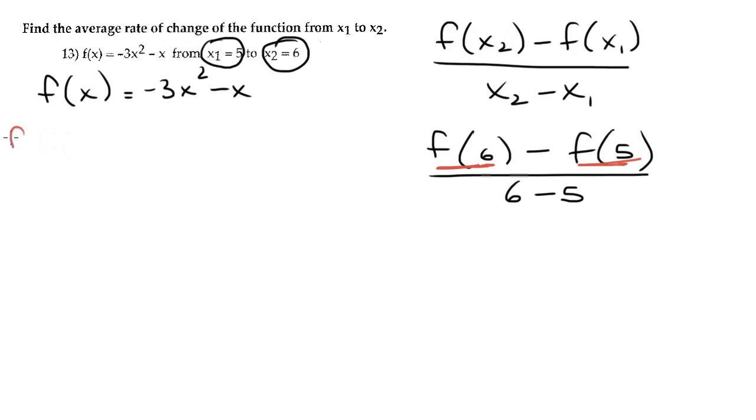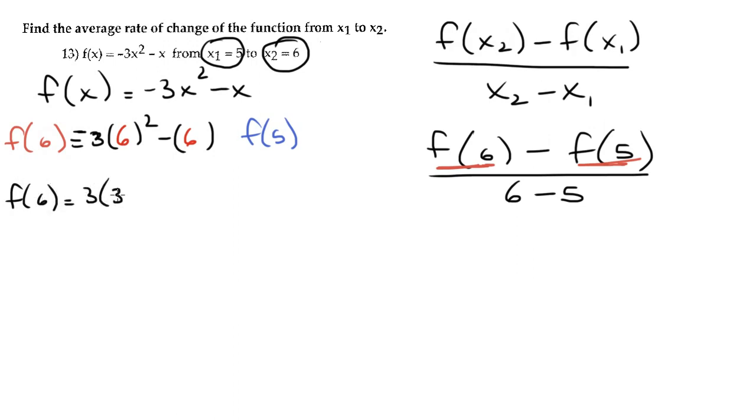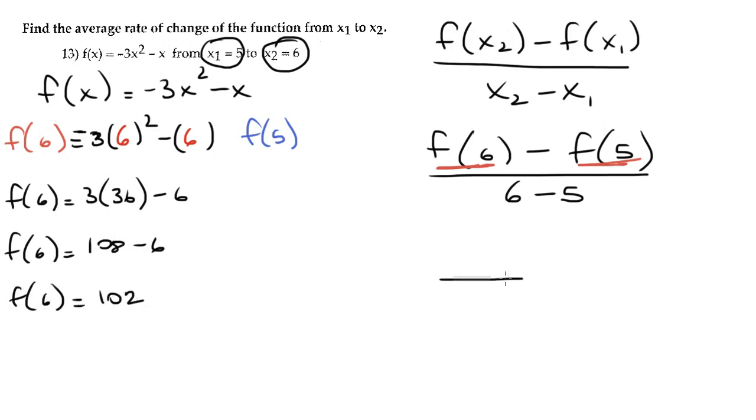That's some work we have to do over here to find what f of 6 is equal to and to determine what f of 5 is equal to using our original function, right? I'm going to substitute, negative 3x squared minus x. Everywhere I see an x, I substitute a 6 in. So f of 6 is 3 times 36 minus 6. F of 6 is 108 minus 6. F of 6 is 102. So I replace f of 6, that's a function evaluation, with 102.